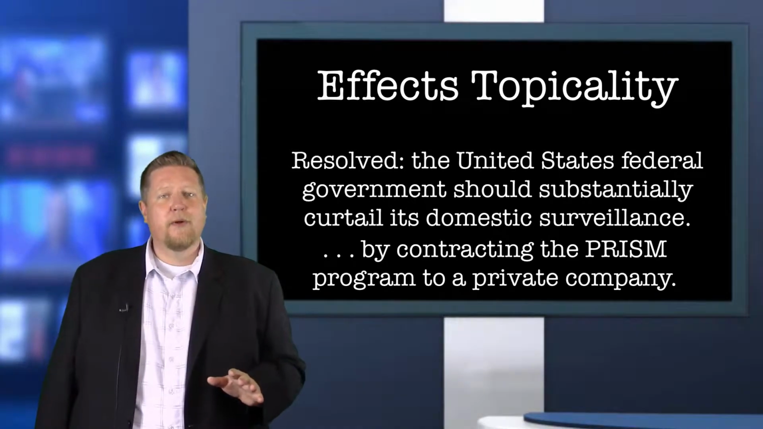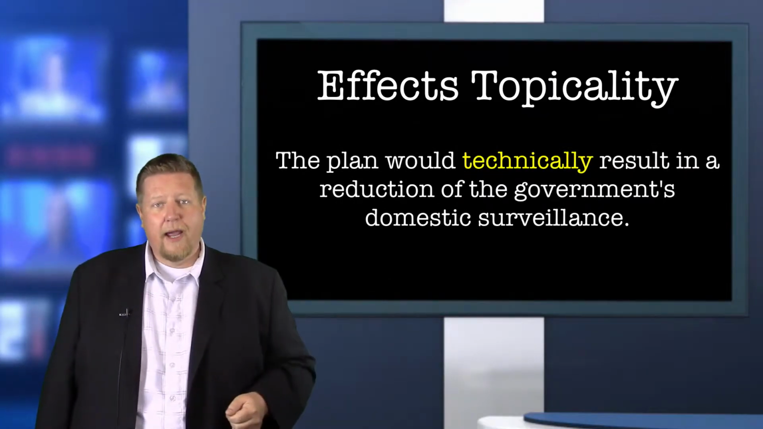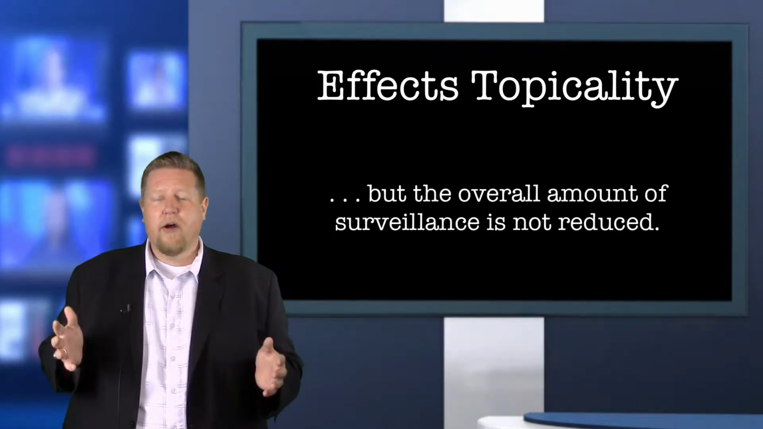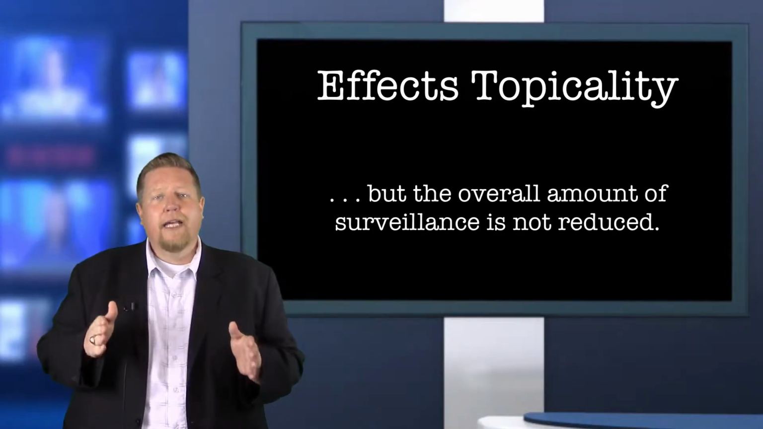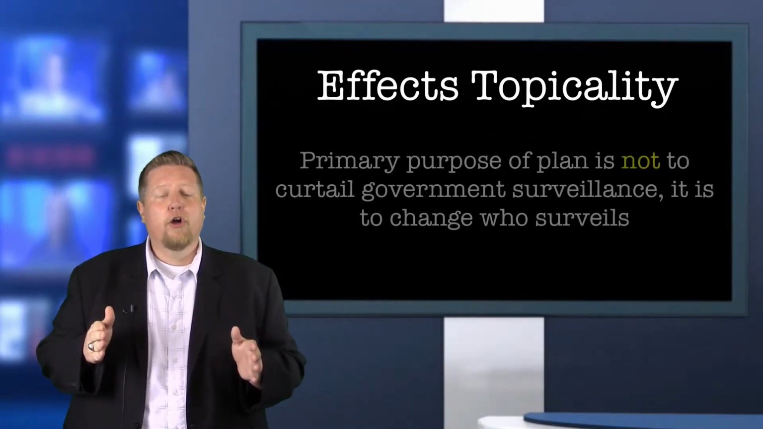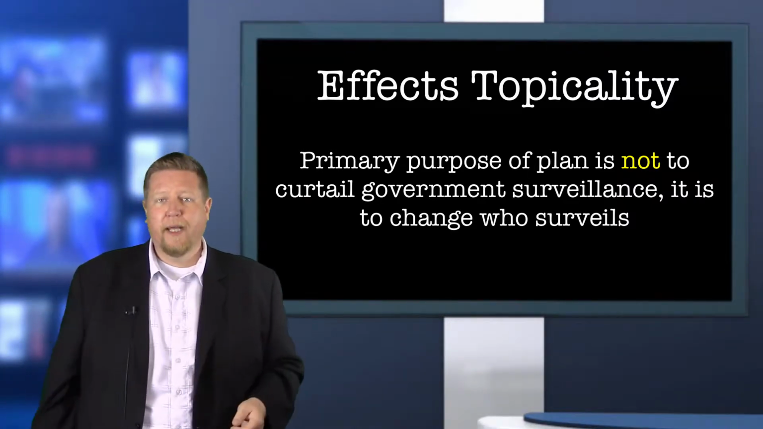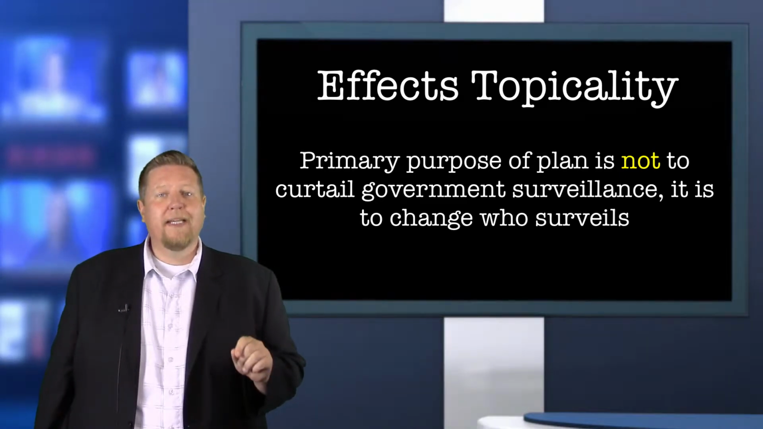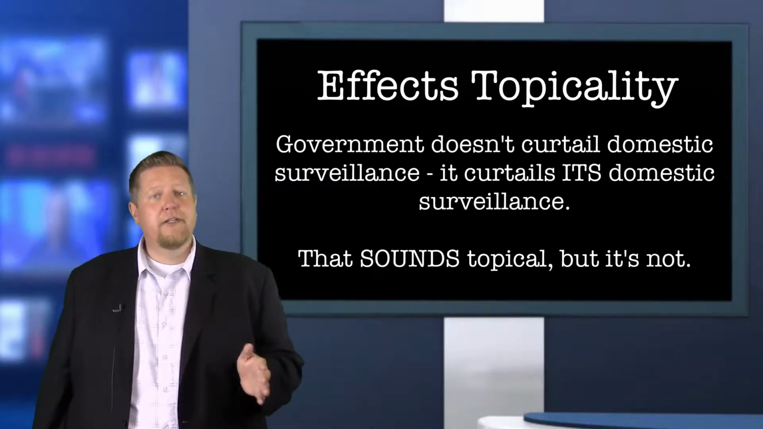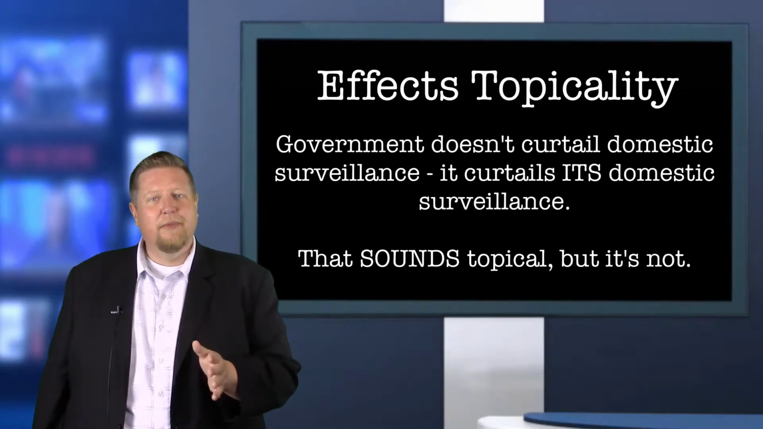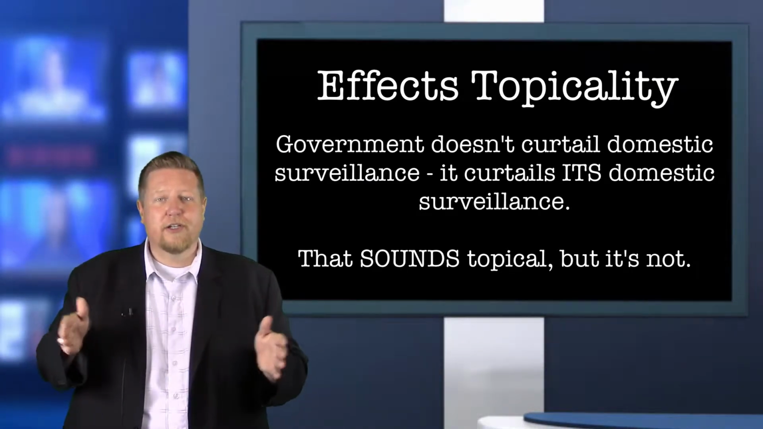Now, on the one hand, this affirmative would result in a substantial reduction of domestic surveillance by the federal government. On the other hand, the amount of domestic surveillance has not changed at all. It's just shifted to a private company. The problem with this plan is that the curtailing of domestic surveillance by the federal government occurs as an effect of the plan. It's a side benefit that isn't the primary purpose of the affirmative plan. In this case, the federal government rapidly increases the amount of surveillance by a private company, which has the convenient effect of decreasing the amount of surveillance by the federal government. But ultimately, the federal government doesn't curtail domestic surveillance, it simply curtails its domestic surveillance.